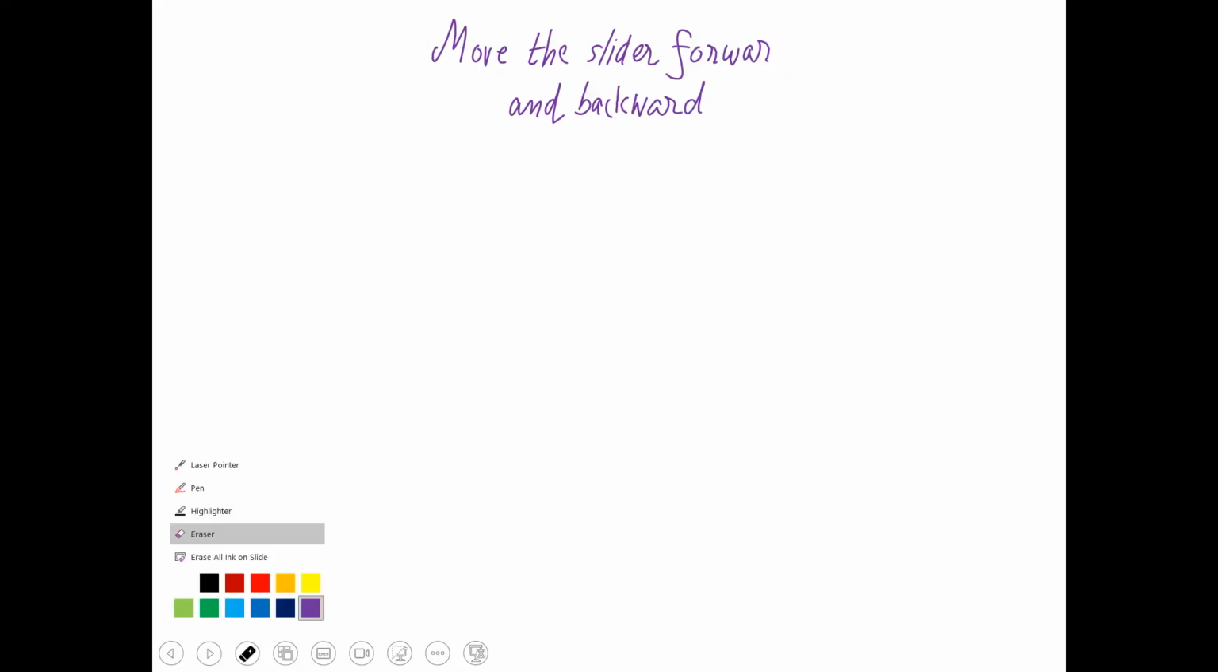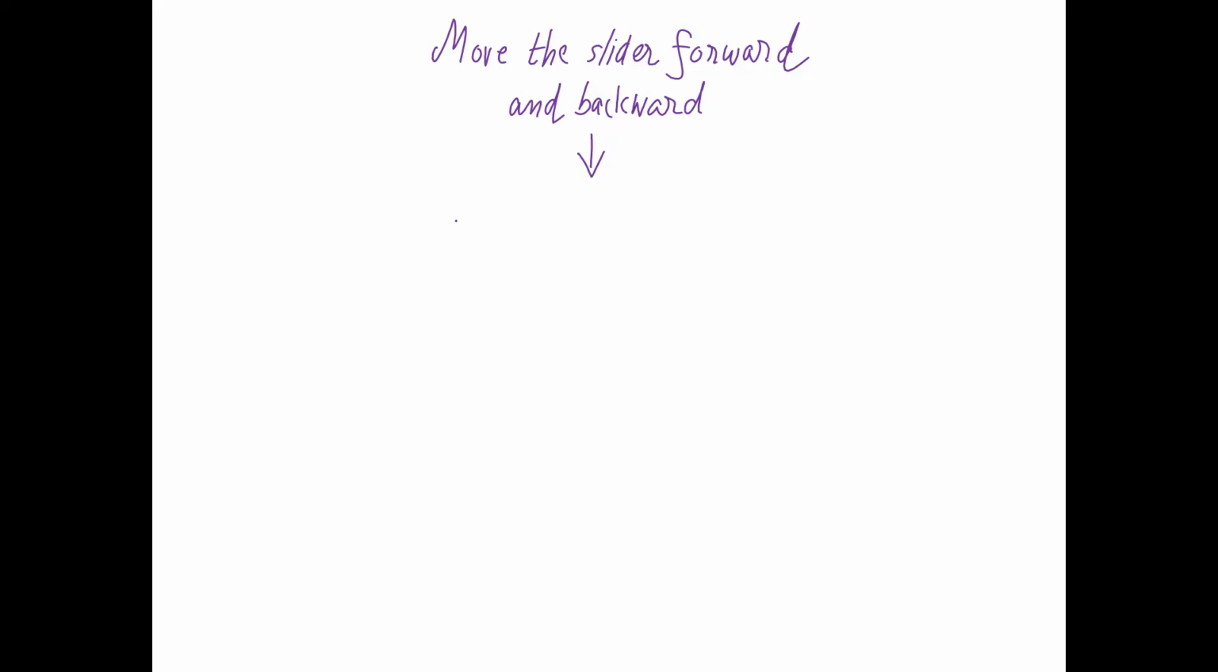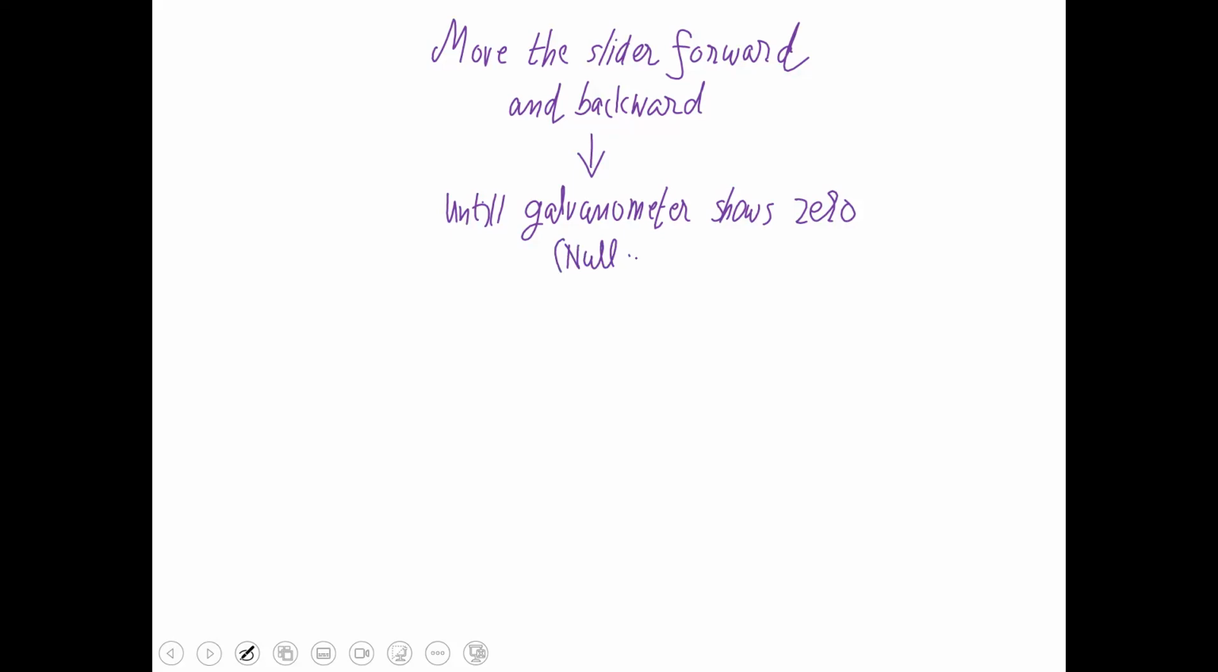So move the slider forward and backward. Copy with me: until the galvanometer shows zero. This is called null method.